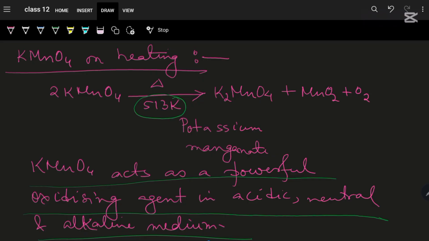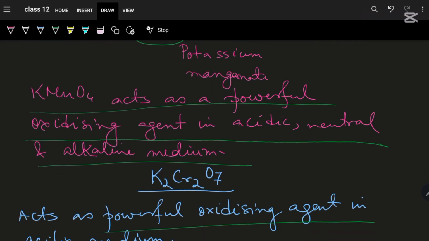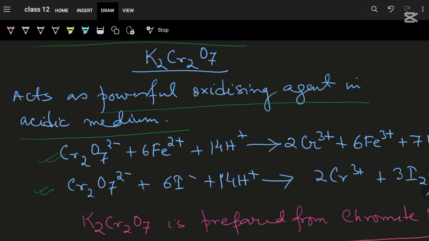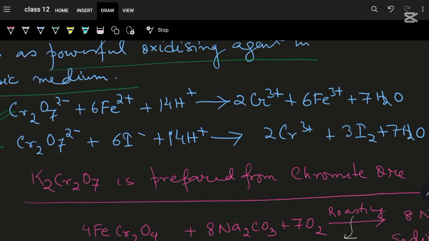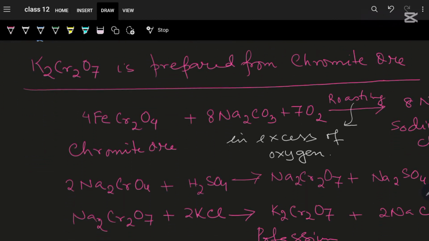K2MnO4 is potassium manganate. Now KMnO4 acts as a powerful oxidizing agent in acidic, neutral and alkaline medium, which I have already mentioned. K2Cr2O7 acts as a powerful oxidizing agent in the acidic medium, and these are the two examples which I have given you with Fe2+ and with I-. Remember to balance them, so you can write the half reactions and then the overall reaction. Follow the half reaction method.